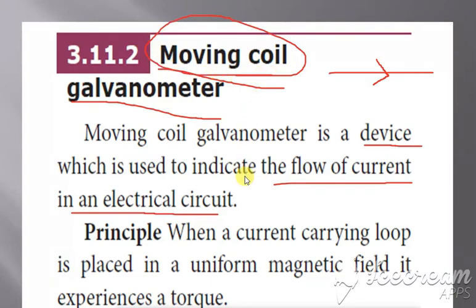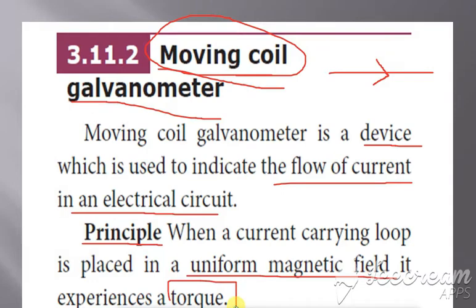Next is the principle. The principle it is based on is: when a current carrying loop is placed in a uniform magnetic field, it experiences a torque. Okay, so this is very important. It experiences a torque.